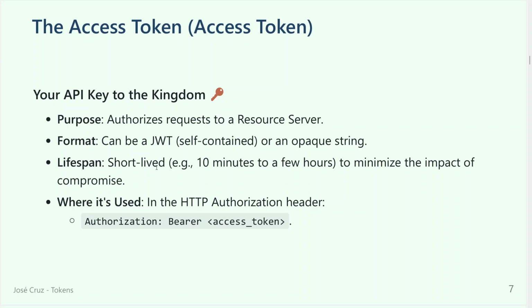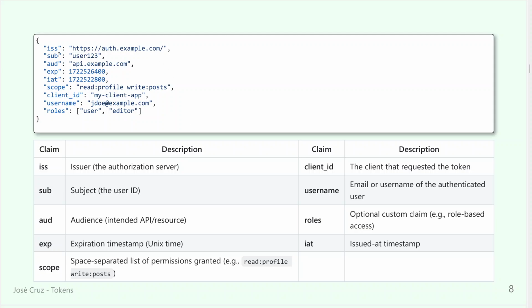Okay, but usually you create them short-lived, from 10 minutes to just a few hours, and then use the refresh token to get new access tokens. When it is used, usually it goes in the HTTP header, like this: Authorization Bearer, and you put the token here. So this is the internals of an access token. You can see it should be simple for you to understand what it is.